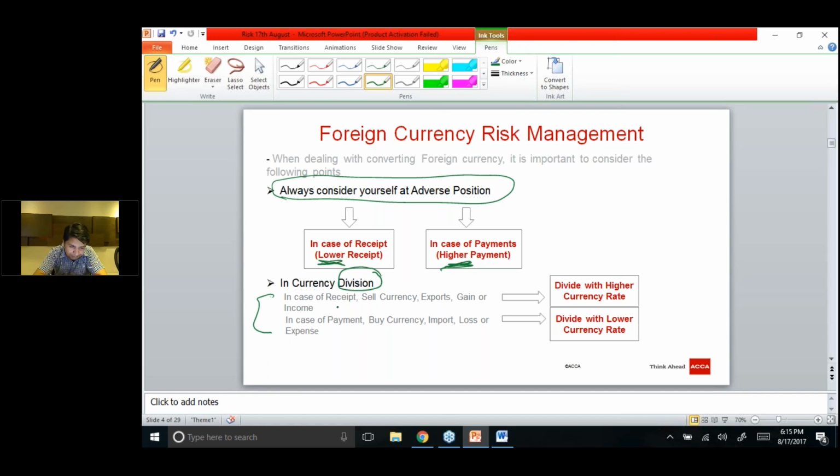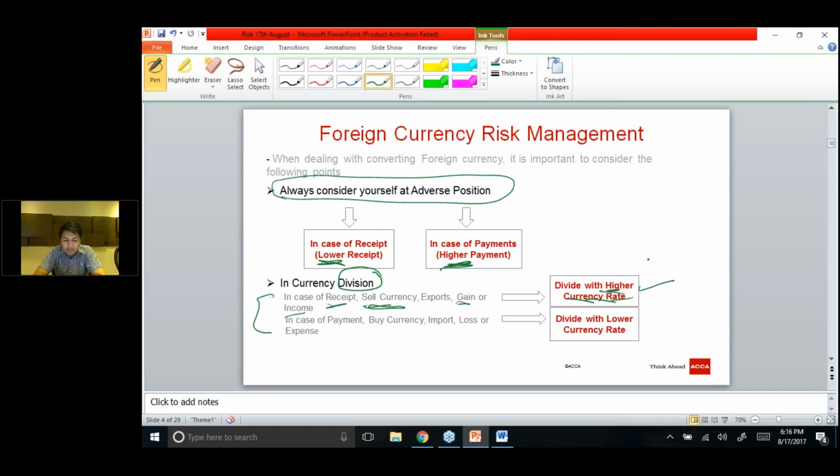In case of receipt, in case of selling the currency, in case of exports, because in case of exports, you are going to sell the foreign currency. In case of gain, in case of income, in case of foreign currency receipt, in case of exports, the ultimate step is that you are going to sell that foreign currency. And whenever you sell that foreign currency, you will receive less. So in order to get the lower answer, divide with the higher currency rate.